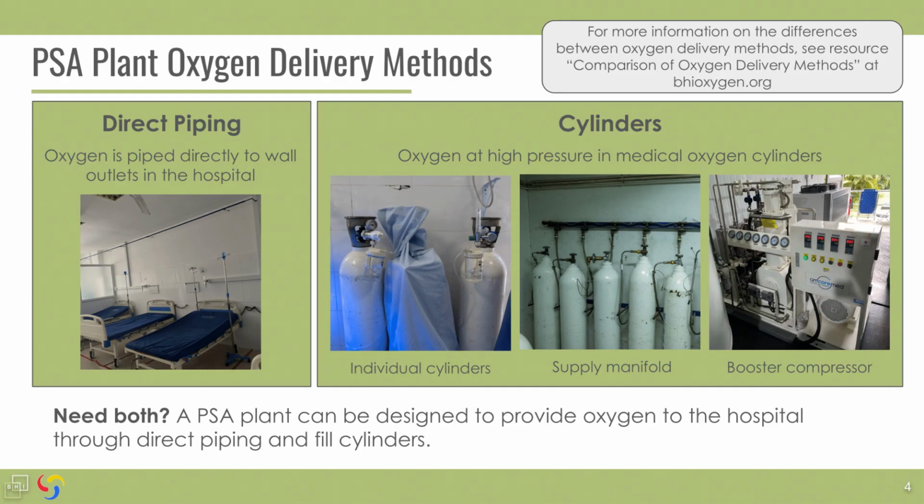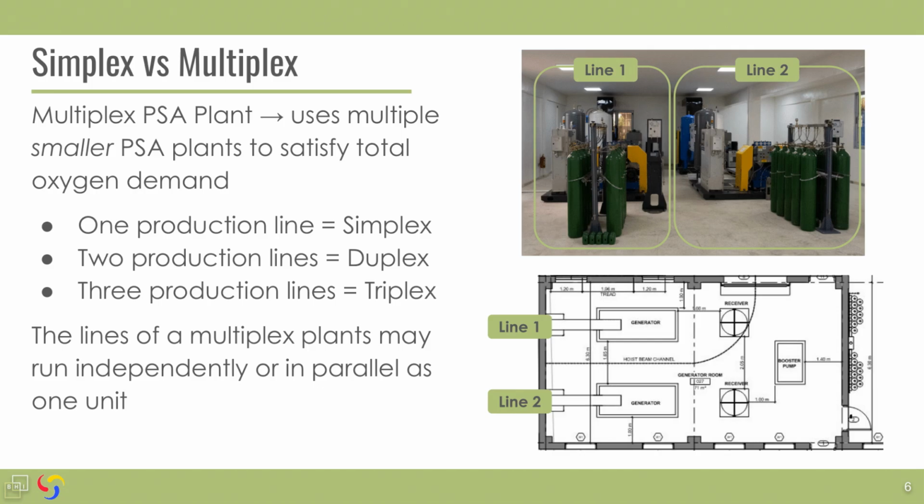Need both direct piping and cylinders? A PSA plant can be configured to provide oxygen using both delivery methods. For more information on the differences between oxygen delivery methods, see the resource document titled Comparison of Oxygen Delivery Methods, available at bhioxygen.org. PSA plants can be considered simplex or multiplex.